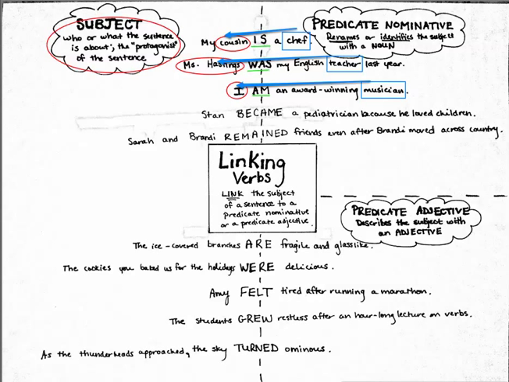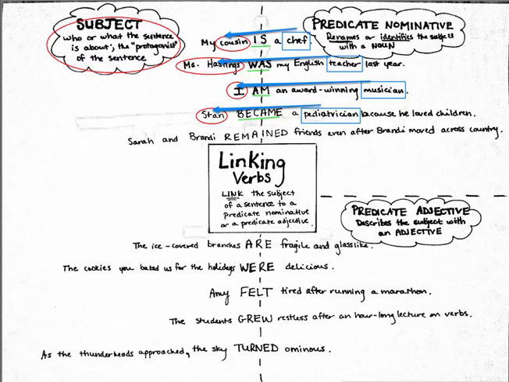Stan became a pediatrician because he loved children. The subject is Stan. That's what the sentence is about. My linking verb is became. My predicate nominative is pediatrician. Pediatrician is describing or identifying Stan.